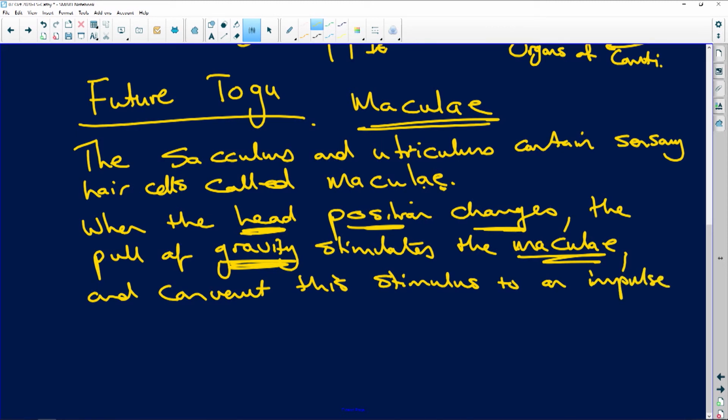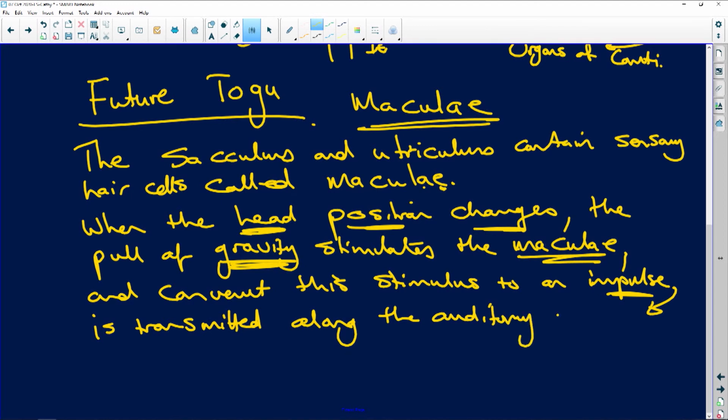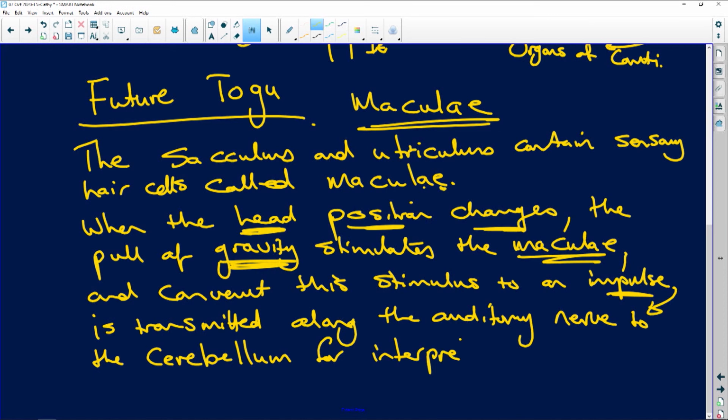okay? Because remember, we need impulses to go to the brain, and the impulse is transmitted along the auditory nerve to the cerebellum for interpretation. Okay, so you've got to understand this, please.